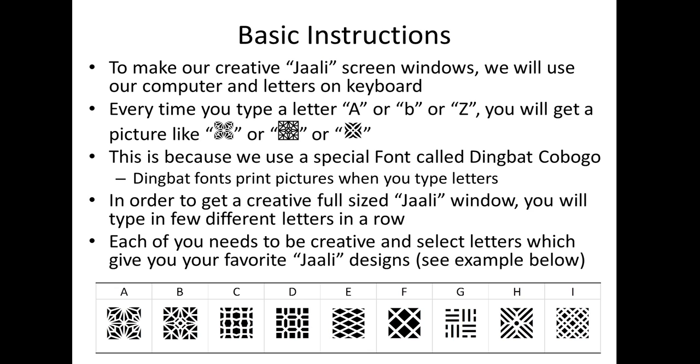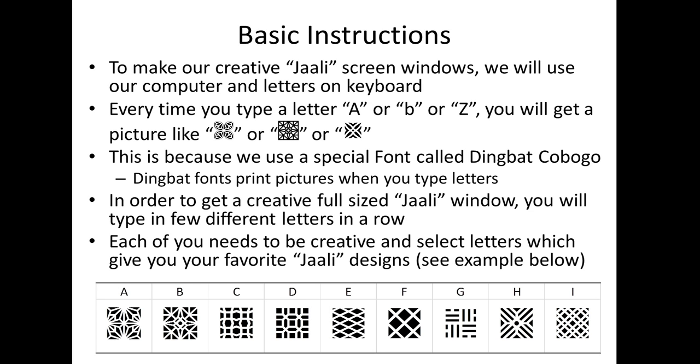Now, in order to do that, there are some very simple instructions, and we'll be doing our Jaali screen. We'll make it using a computer and choosing some letters on the keyboard. And the magical part about it is that every time you type a letter, A, B, C, D, whatever letter that you type on the keyboard, you will see a picture appear on the screen. This is because we'll be using a special font called Dingbat Kobogo font, and you might not know what this means, but don't worry about it. Dingbat fonts are fonts where you print pictures every time you type letters on the keyboard.